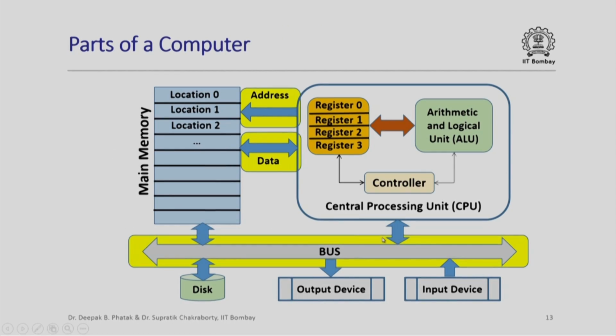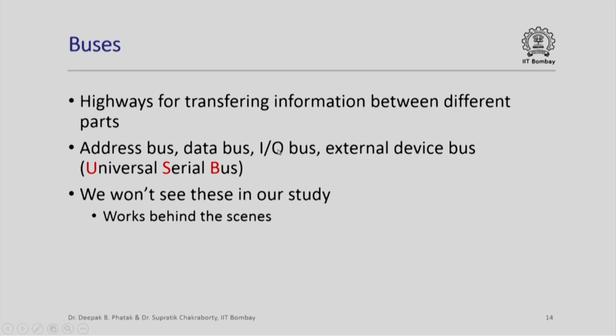Finally, I want to highlight the buses. Here there is an address bus, data bus, and this is a bus on which the disk and input output devices are connected. The buses are really the highways for transferring information between different parts of a computer. In the Dumbo model, Dumbo would transfer information using carts. In a real computer, buses serve that purpose.